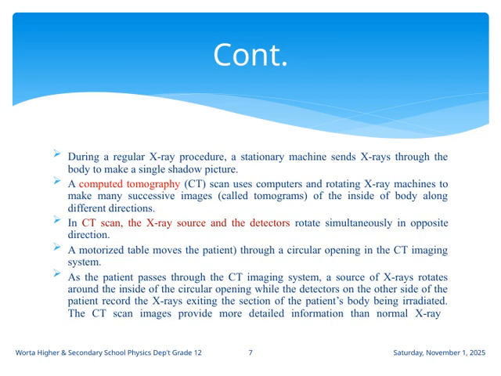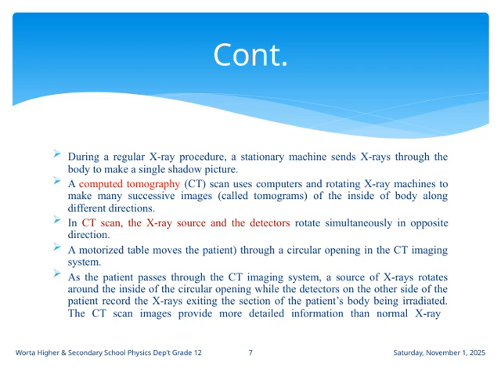views. During a regular X-ray procedure, a stationary machine sends X-rays through the body to create a single shadow picture. It's a quick way to get a basic image of what's happening inside. But with a computed tomography, or CT scan, things get a bit more advanced. Instead of just one picture, computers and rotating X-ray machines work together to produce many successive images, called tomograms. These images are taken from different directions, giving us a more comprehensive view of the inside of the body.